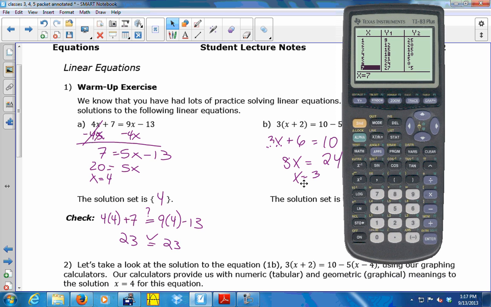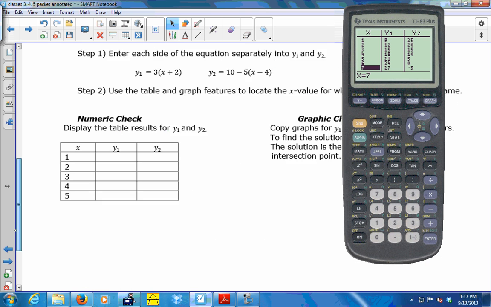So you look down the y1 and y2 columns for two y values that are the same. 15, yeah. And when they're both 15, the x value is 3. So that's how we find the solution numerically, right?